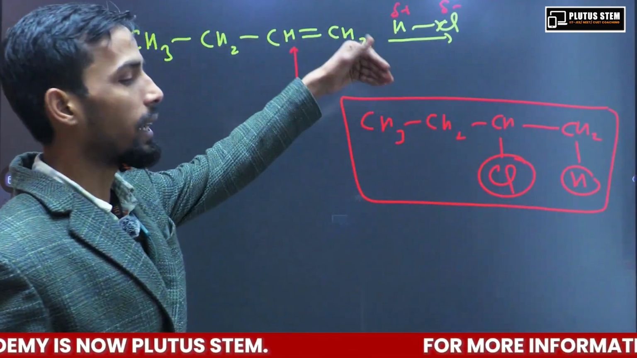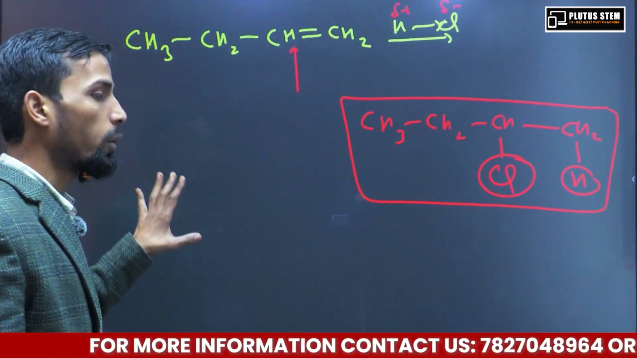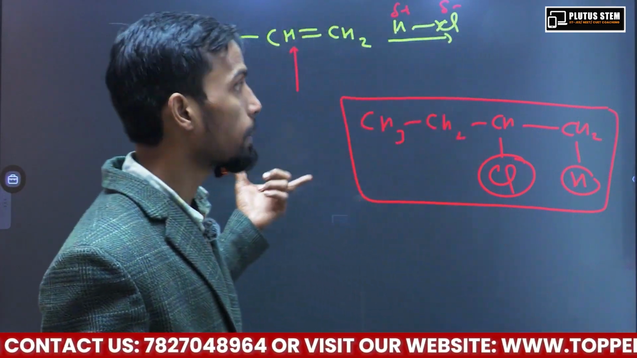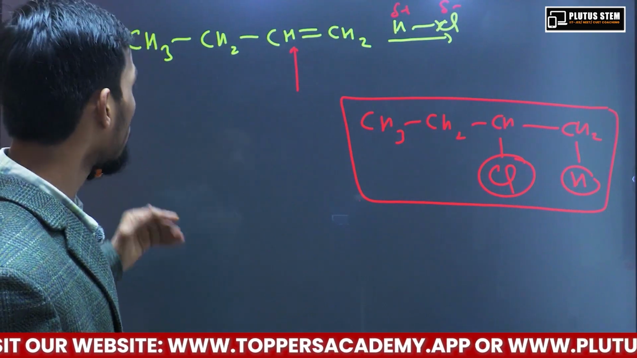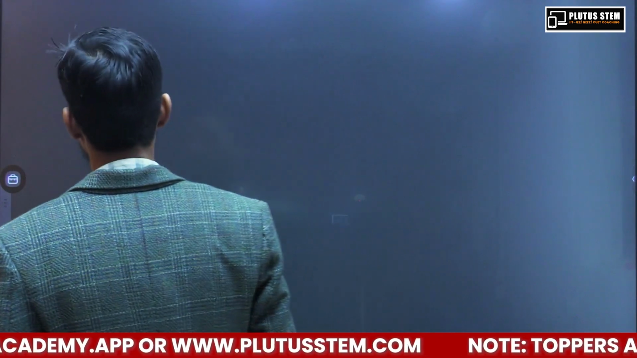Or you can have HCl, HBr, HI. So we are going to get this type of rule. That is, most of our questions will be solved on this Markovnikov rule. The thing we are going to discuss now is the mechanism of this reaction.